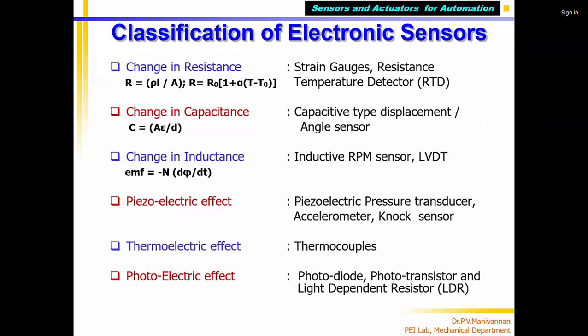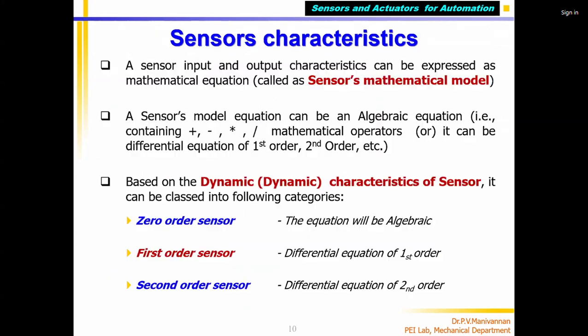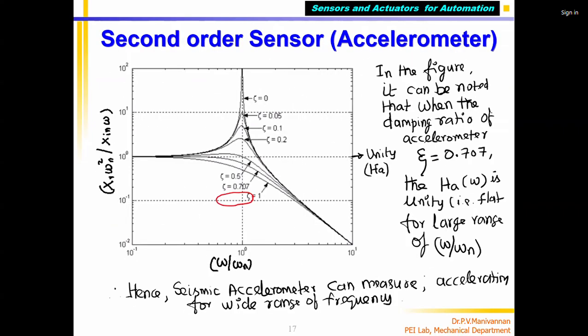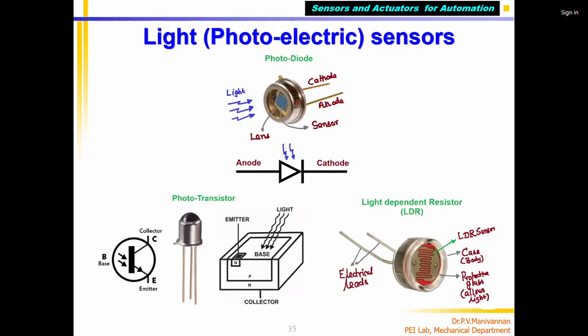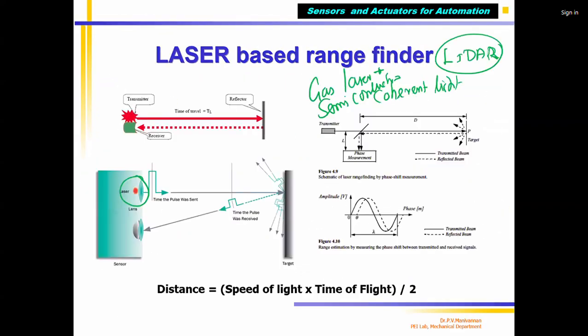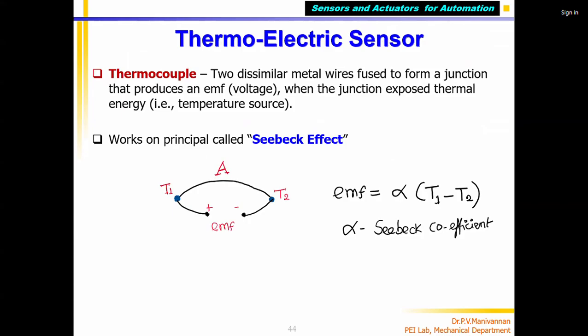I started with classification: change in resistance, change in capacitance, change in inductance, piezoelectric sensors, which we already talked about, thermoelectric effect and photoelectric. Thermoelectric, did we talk about it? Yes, sir. No, but I think I want to talk about that for just 1 minute. I think I have one slide. If you don't mind, I will complete that, even if you have not seen it. Thermoelectric, I know, just 2 minutes I will take.